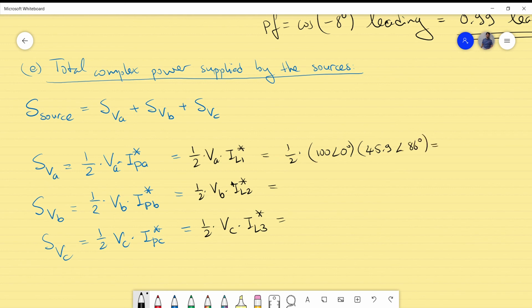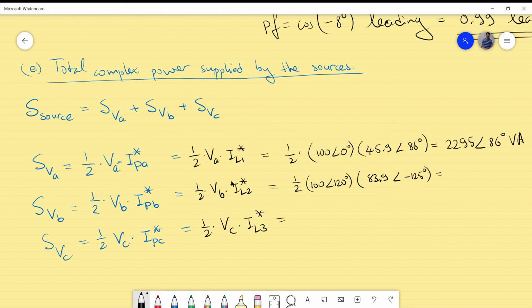And if you do the math here correctly, you will have 2295 phase 68 degrees in volt amperes. That's actually for the first one. Okay, the second one, half times 100 phase 120 degrees. Now we have to take the IL2. Again, the complex conjugate of that will be 83.9. Phase will be minus 127.